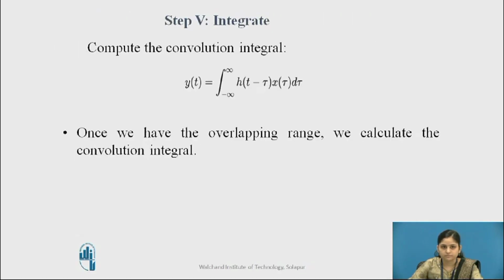Now let us define step number 5, which is nothing but integrate. Here we have to compute the convolution integral by using the formula y of t, which is equal to the integration from minus infinity to plus infinity of h of t minus tau x of tau d tau. Once we have the overlapping range, we can calculate the convolution integral.